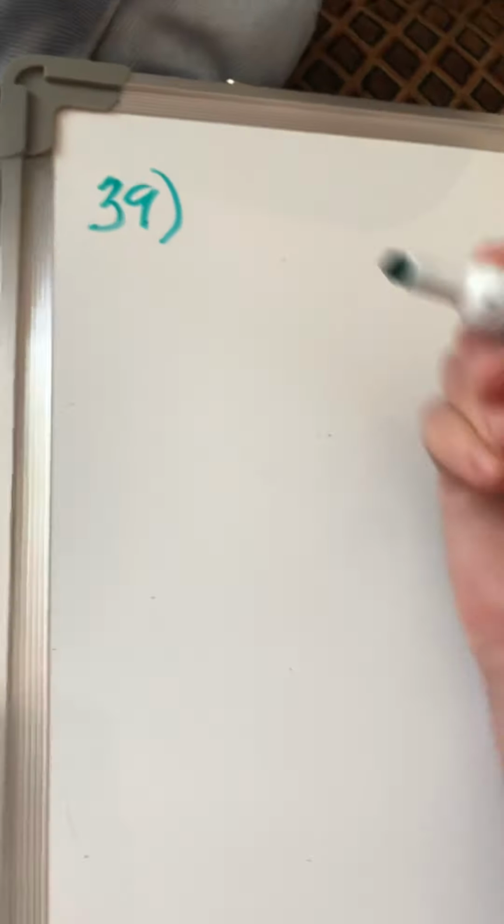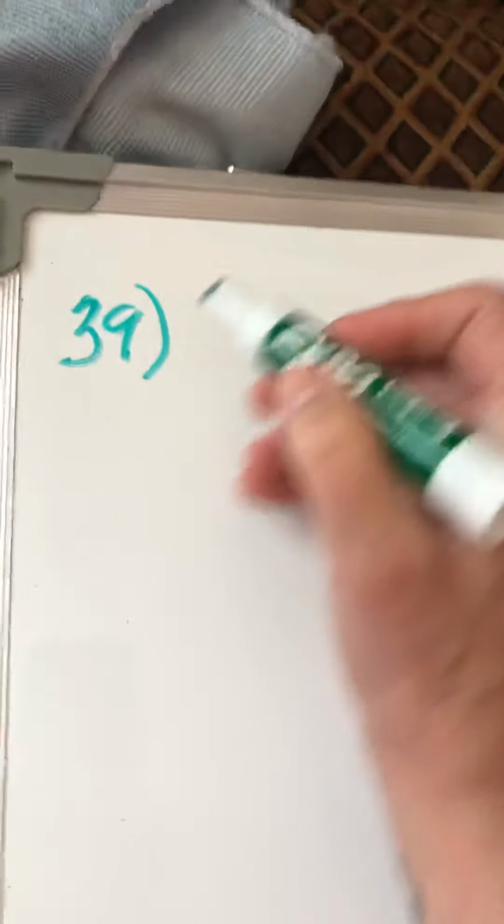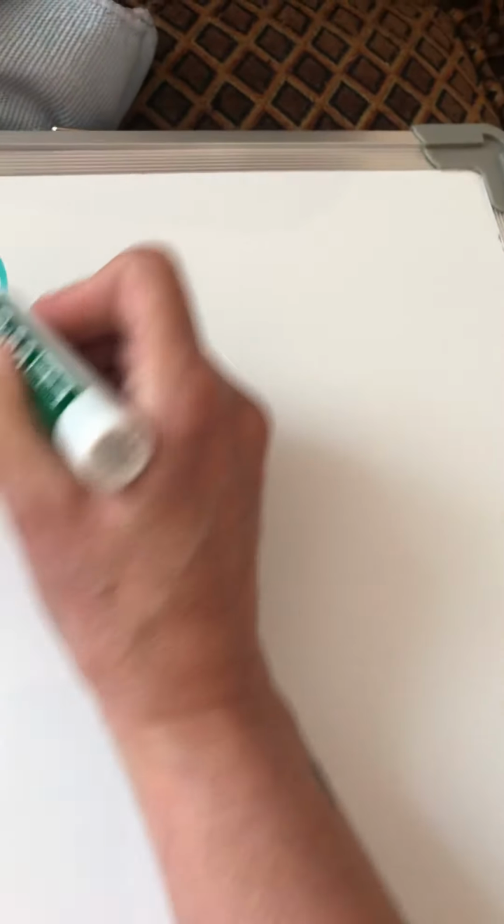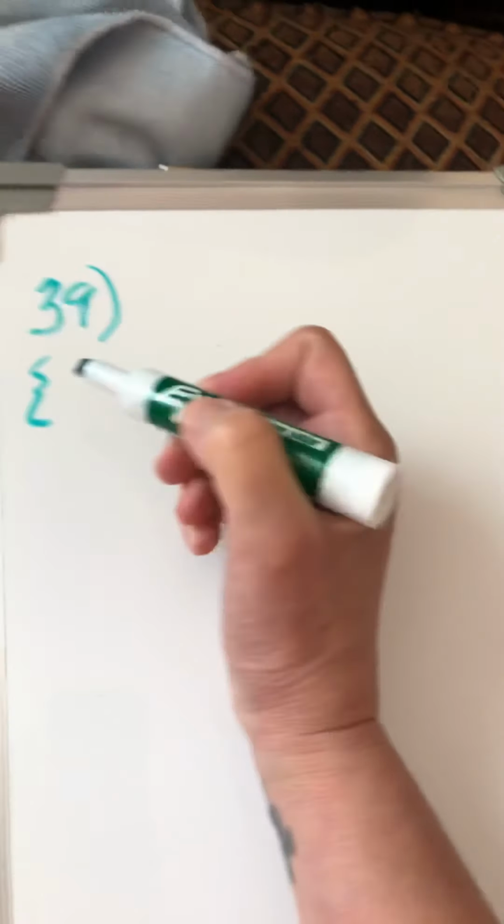Now we go to 39, and that will conclude our test review for 3. All right, so on 39, we're given a set of points. Let's go down here and make sure I have plenty of room. This is a set.